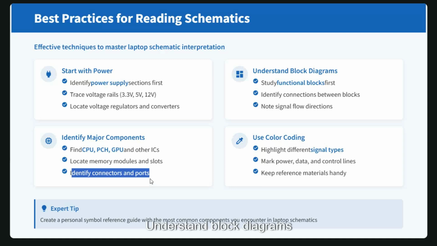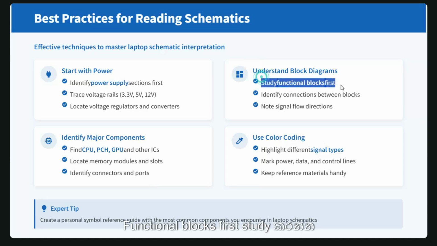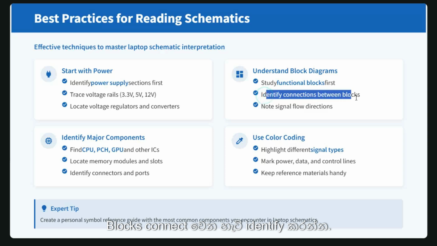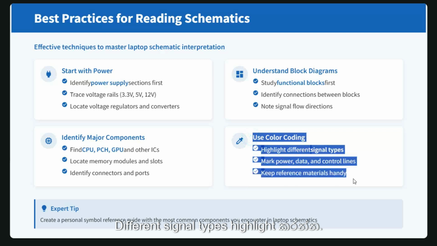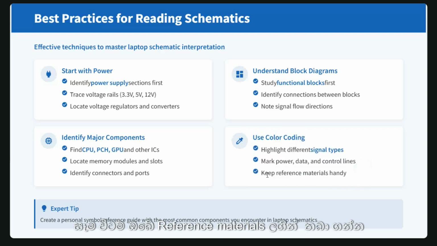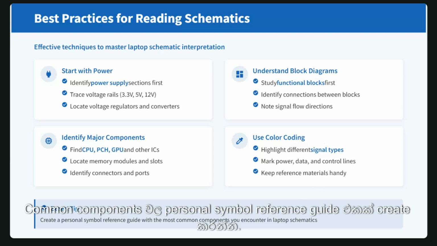Understand block diagrams. Study functional blocks first. See how they connect, and note the signal flow directions. Use color coding. Highlight different signal types, mark power, data, and control lines, and always keep your reference materials close. Expert tip: create your own symbol reference guide with the most common components you see in schematics.